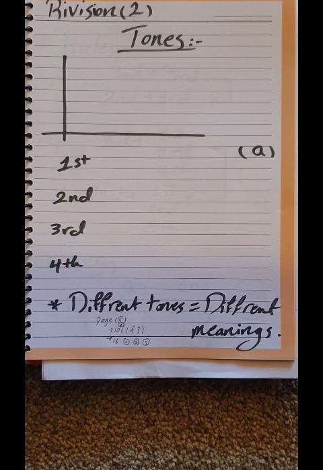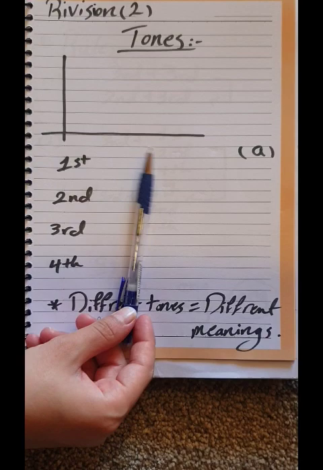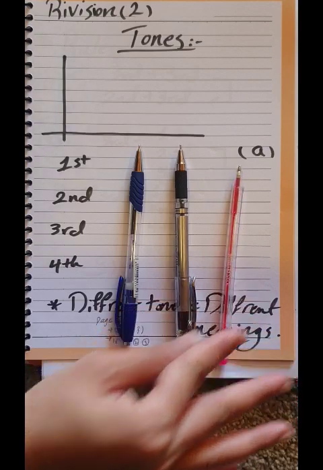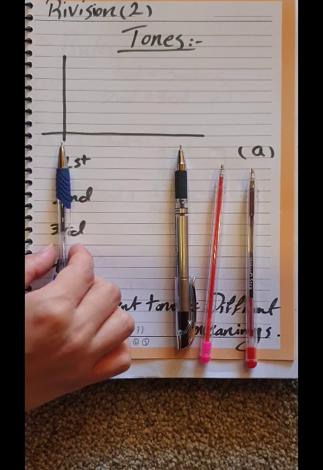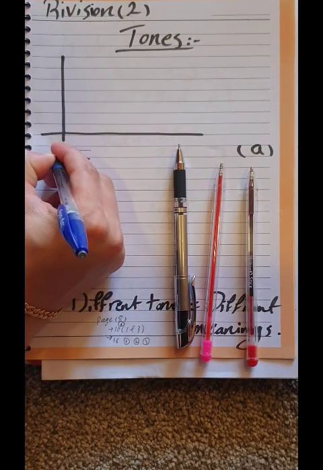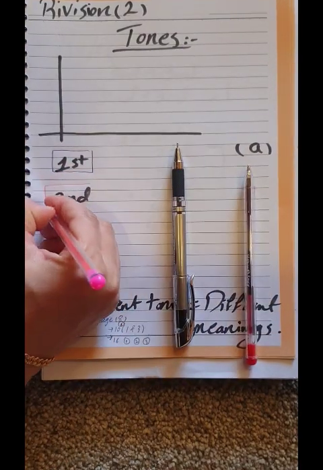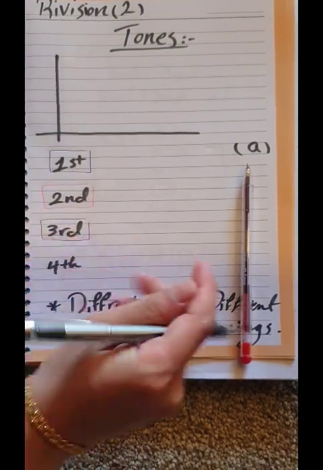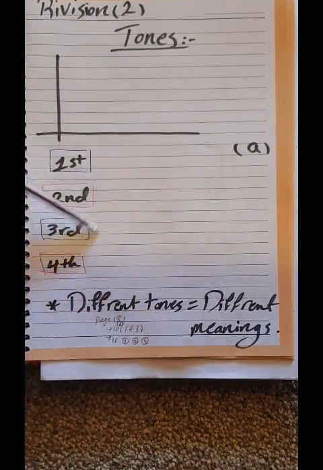So imagine that this is our voice, and we are making a quick revision about it. For the first tone, I'm gonna write it in blue, the second tone in pink, the third tone in black, and the fourth tone in red, in order for you to differentiate them.